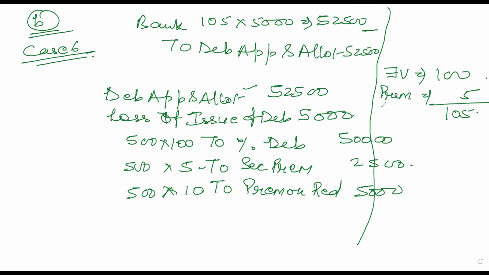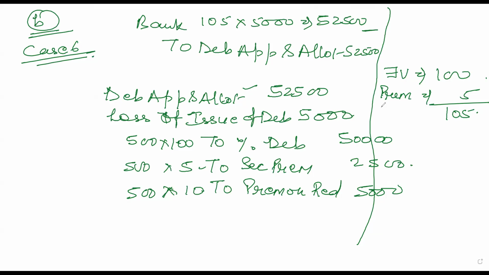Okay, moving towards the C part. When the debentures are issued at discount and redeemable at par, which case is it? Is it case one? It is not case one. Isn't it case two? Issued at discount, redeemable at par.